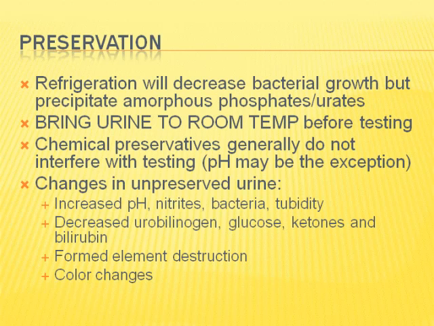Changes in unpreserved urine, if they are not in the refrigerator or chemically preserved, could include increased pH, increased nitrites, bacteria, turbidity, and decreased urobilinogen, glucose, ketones, and bilirubin. Formed elements can be destroyed, and colors can change. So lots of things can happen if you don't preserve urine properly, and that can lead to inaccurate results.